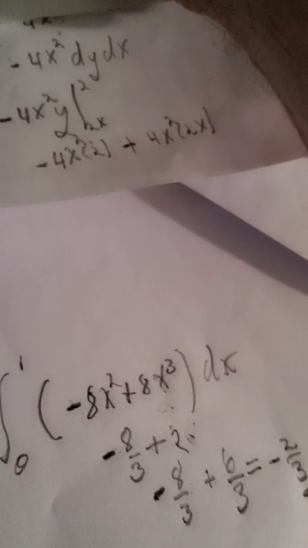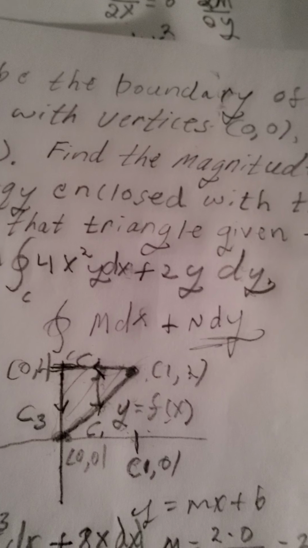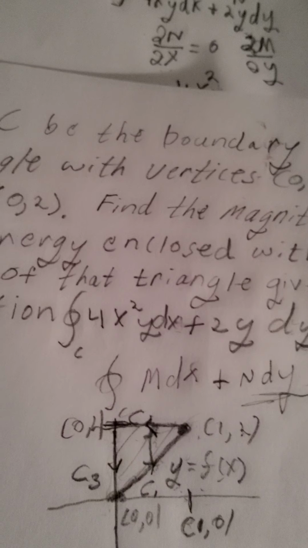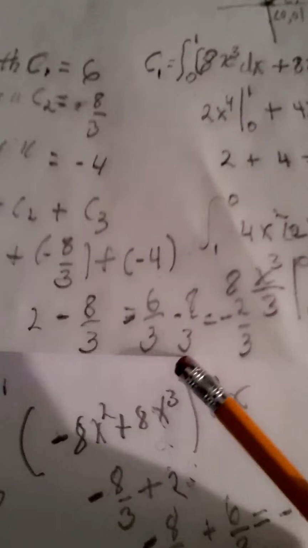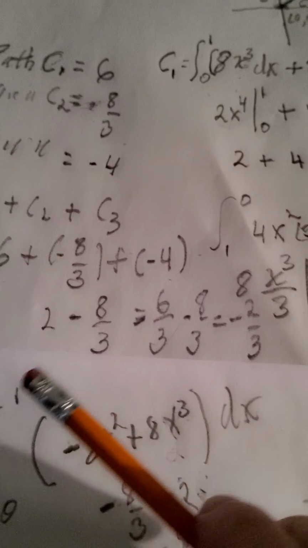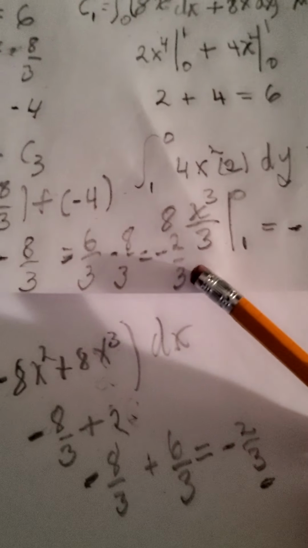So in other words, I used Green's theorem, which was a lot faster, to come to the conclusion that the evaluation of this line integral, which can also be along a curve, is negative 2/3. I used two methods. When I used the straightforward method, I got a total value of negative 2/3 right here. I said C1 plus C2 plus C3, and I got negative 2/3.